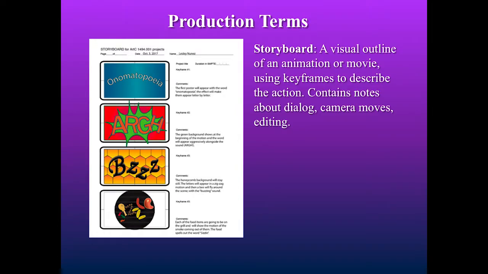A storyboard is a visual outline of an animation or movie, like your note cards when you're writing a speech, or something that you're using as an outline that will give you the important points you want to cover, and then you can fill in the details. So it uses keyframes to describe the action. So the keyframe is like your note card. It contains notes about dialogue, camera moves, and editing.